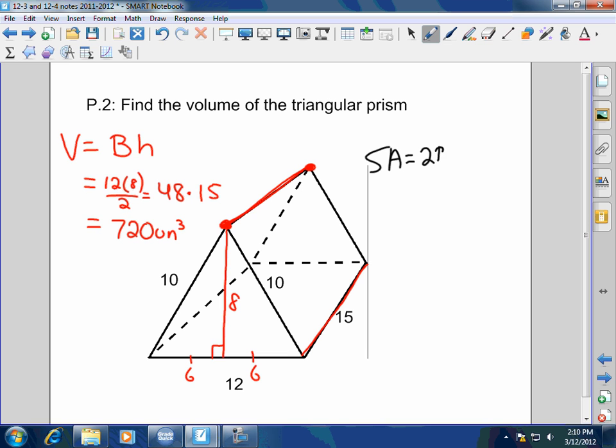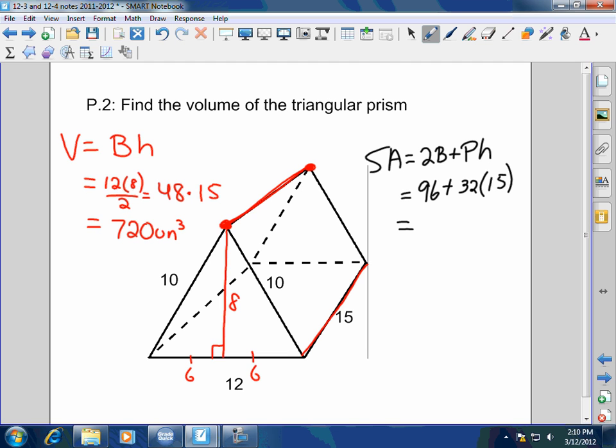It'd be 2 times base area plus perimeter times height, which is lateral area. So what's the base area again here? So 48 times 2 is 96. Plus, what's the perimeter of that base? 32 times the height, 15.